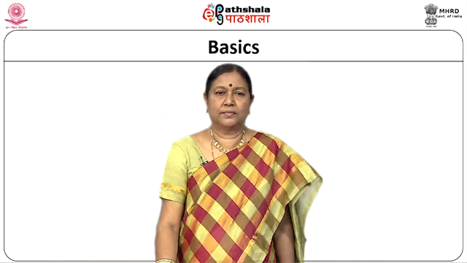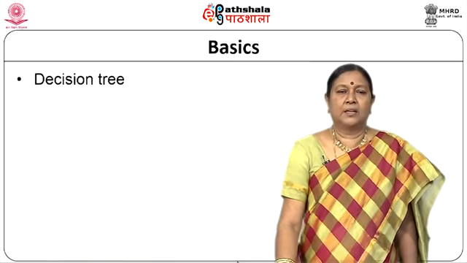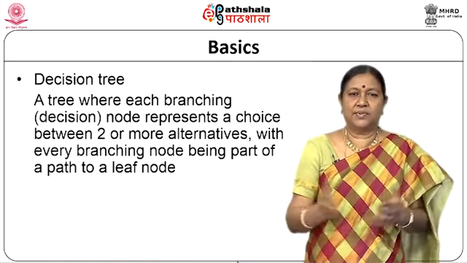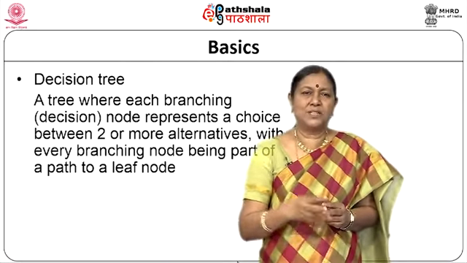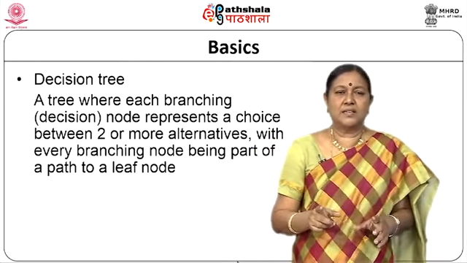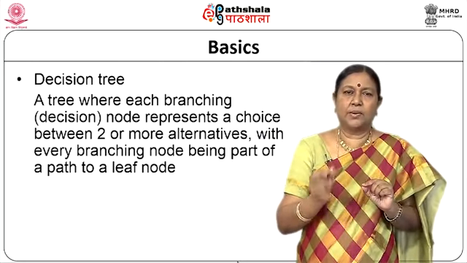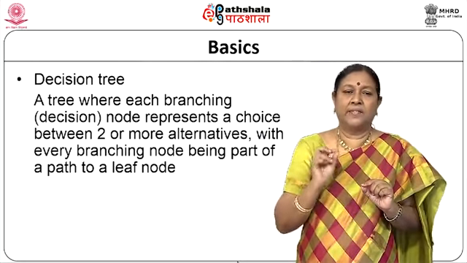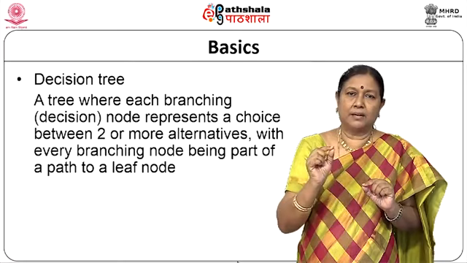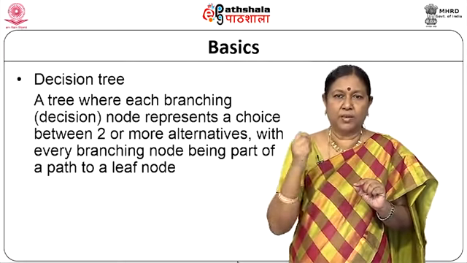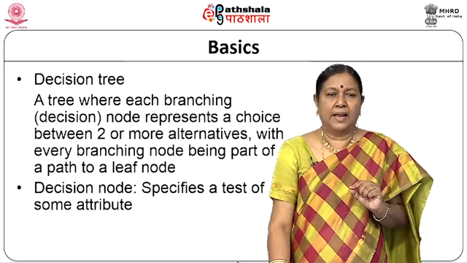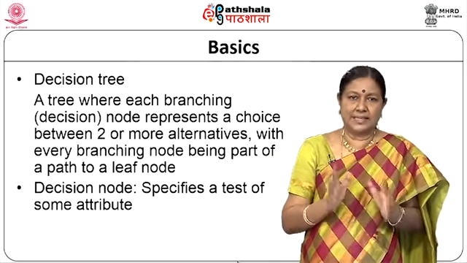Okay. So, let us start with the basics. A decision tree, as we already know from the last module, just to reiterate, is a tree where each branching node represents a choice between two or more alternatives, with every branching node being a part of the path from the root to the leaf node. And the decision nodes specify a test of some attribute.